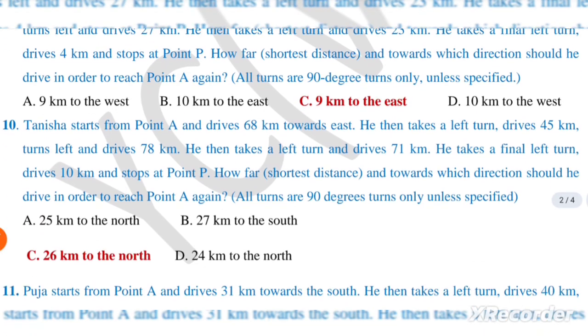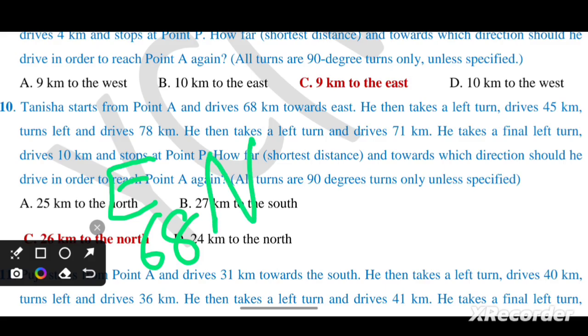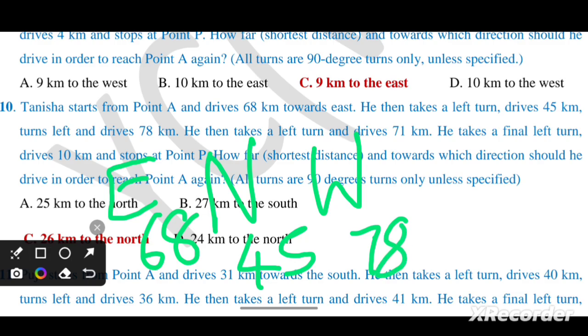So next question we shall discuss: 68 kilometer towards the east, that is E68. Then left. So for the east, left means what you will get is north. For east, left means north, right means south. So N is 45. Next, what you should write again? For the north, left means what you will get? West. That is 78. Again left, south, 71. So again what is it?